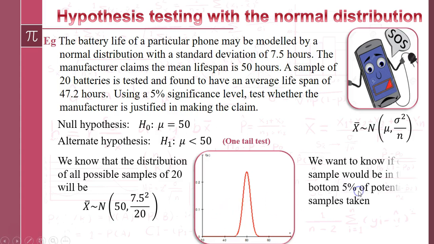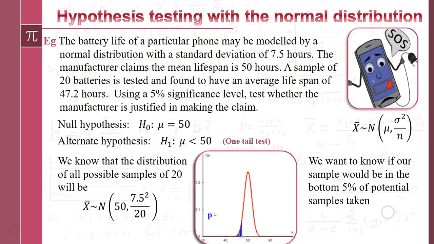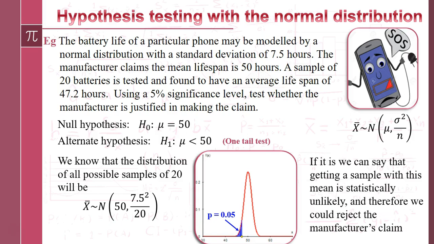Now, what we've got to do is say, well, we want to know if our sample would be in the bottom 5% of samples taken, because we're going to do a 5% test. We need to know whether our sample would end up in that region there. And if it does, then we can say, okay, there's a significant difference. It's statistically unlikely to have happened, so therefore that claim of 50 hours is not going to be true. So we reject the manufacturer's claim.